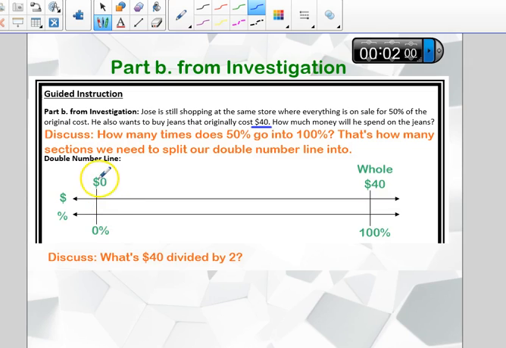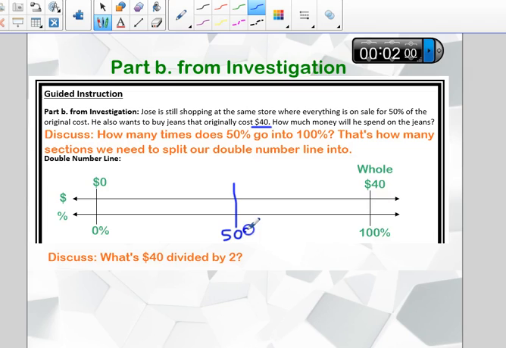And a double number line always starts out with 0 and 0. But we always know where a percentage ends because a whole is always going to be 100%. So if we're talking about jeans that originally cost $40, the whole price of those jeans is $40. And if we want to figure out what 50% of that is, well, where would 50% go on a number line? Well, 50% is half of 100%, right? So 50% would go right here.